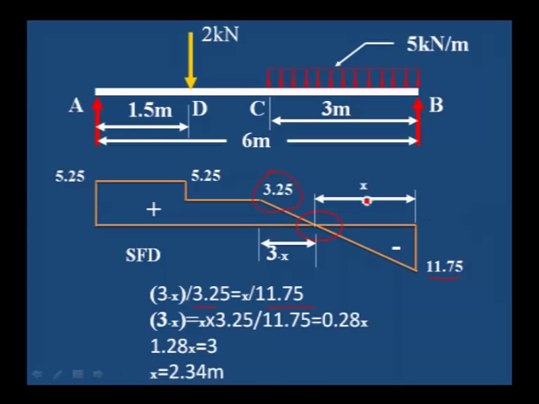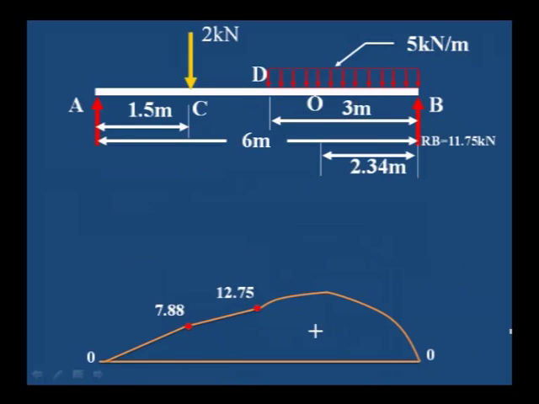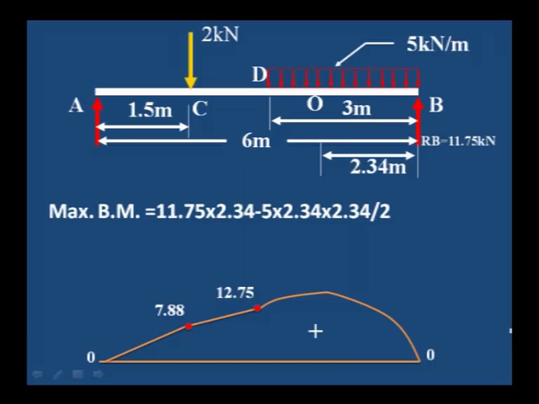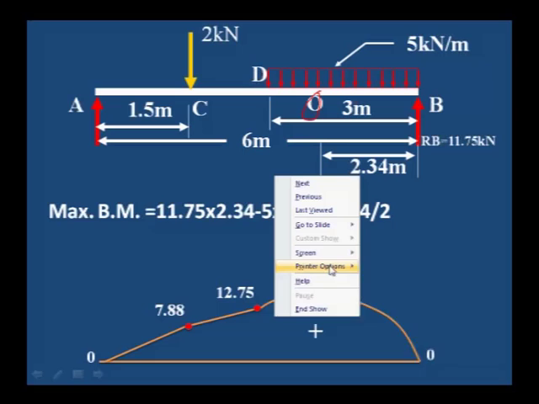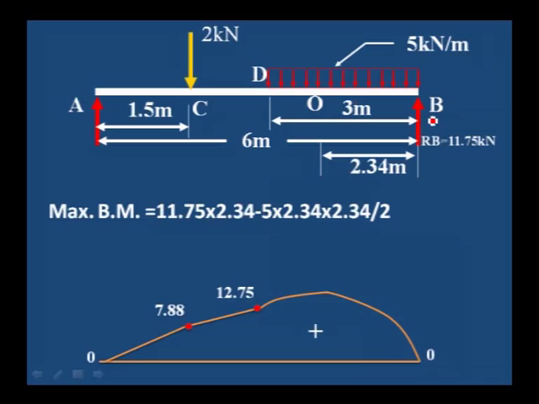Therefore, the shear force will be 0 at a distance of 2.34 meter from B. Now we have the value of 2.34. We have the point O, which is at a distance of 2.34 from B. At this place maximum bending moment occurs.